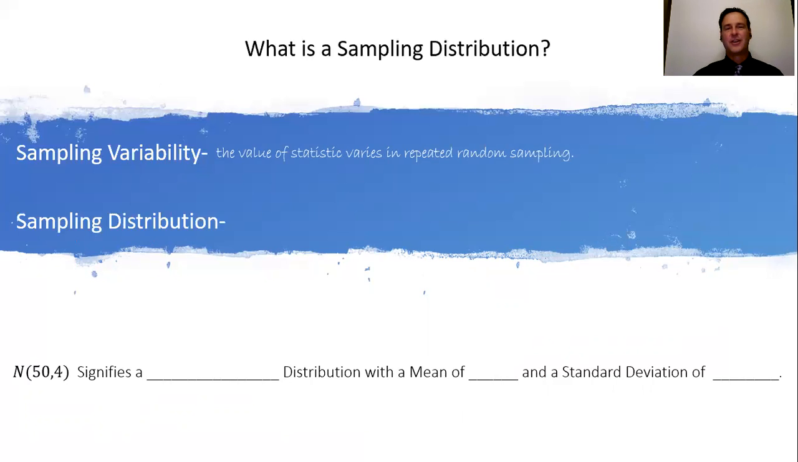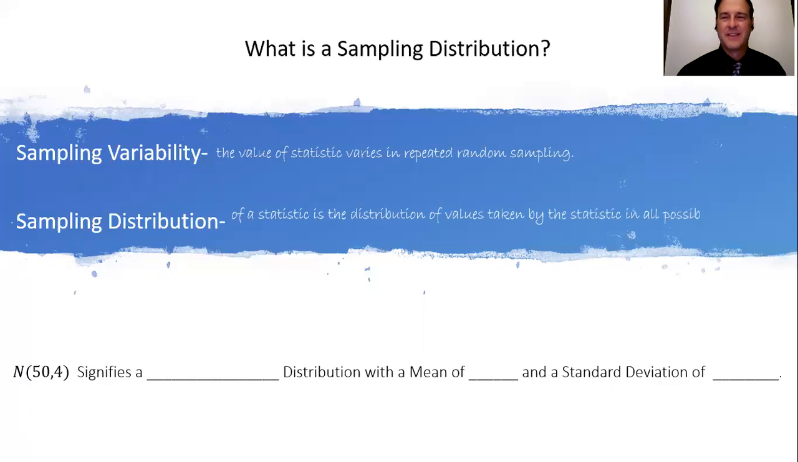Okay, so as you keep doing random samples of the same size, you're going to get different representations for each of those samples. Okay, not likely that you always get the same group of data every single time that you pick a random group of people from a population. Okay. Sampling distribution of a statistic is the distribution of values taken by the statistic in all possible samples of the same size from the population.